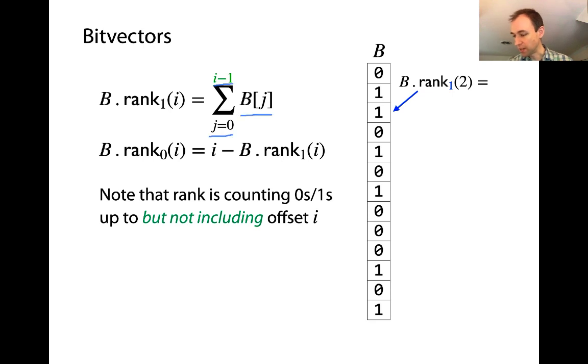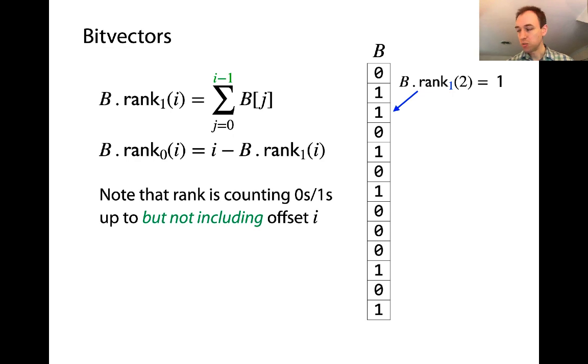So if we do that, we see, okay, we start at offset 0. That's not a 1. Go to offset 1. That is a 1. So we have to add 1 to our total so far. And then it's up to, but not including this offset. So we are not going to add this 1. It's just going to be 1. The answer is 1.